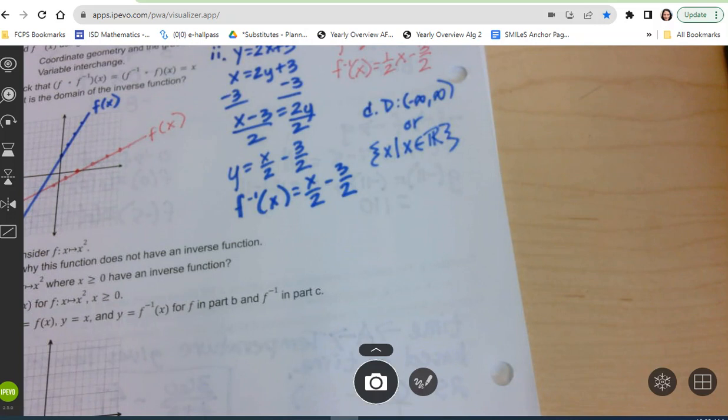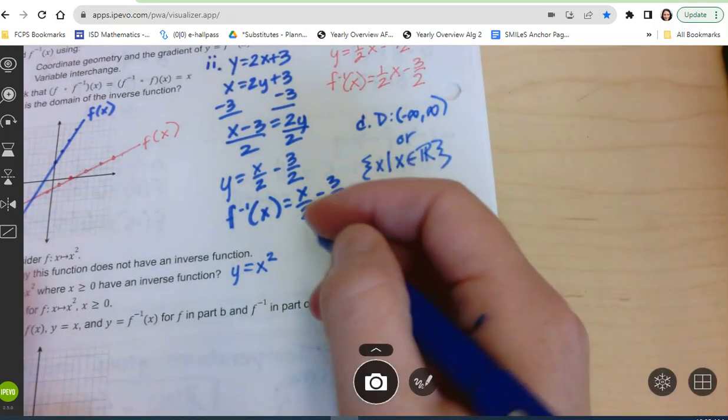All right, so it says consider the function, and notice they have that weird notation, but just think of this as y equals x squared. Explain why this function does not have an inverse function. So I want you to think about that for a moment. You can even graph it if you want, y equals x squared, to consider why it might not have an inverse function.